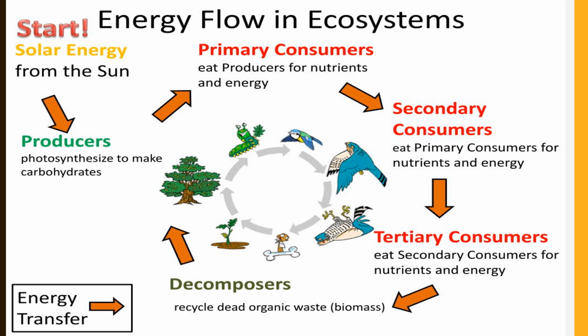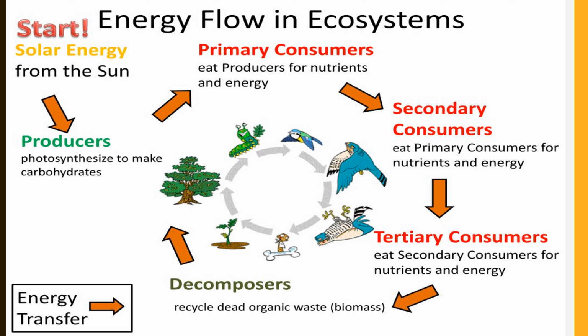Now, how do we start? We start with the solar energy from the sun, which is taken up by the producer. By the process of photosynthesis, they make the food, right? Then what happens? That is eaten by the primary consumer. They eat the producer for nutrients and energy. Then they are eaten by the secondary consumer. They eat the primary consumer for nutrients and energy. Then the tertiary consumer eats the secondary consumer for nutrients and energy.